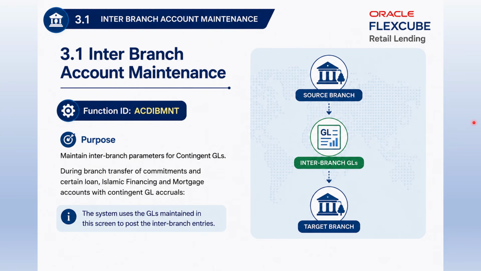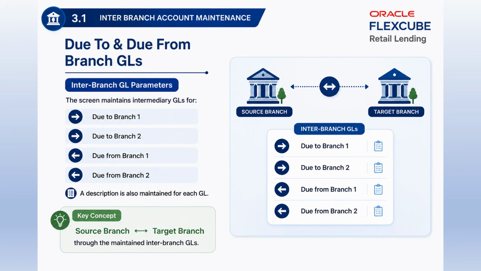In this process, one leg of the accounting entry is posted from the source branch, and the other leg from the target branch. FLEXCUBE uses the GLs maintained in this screen to post the interbranch entries. The Interbranch Parameters screen maintains intermediary GLs for the different branch relationships. These include due to branch 1, due to branch 2, due from branch 1, and due from branch 2. A description is also maintained for each GL. In simple terms, these maintained GLs provide the accounting mechanism between the source branch and the target branch when interbranch entries need to be posted.